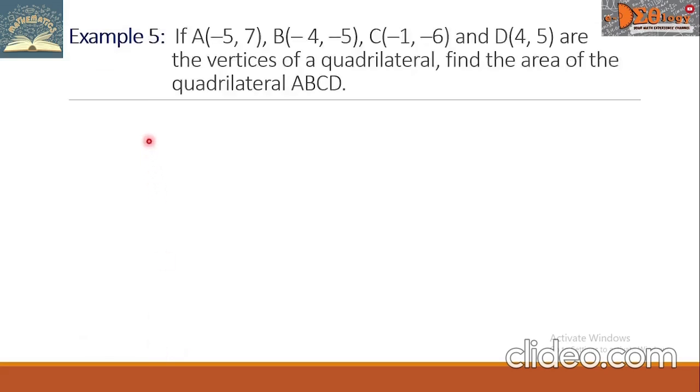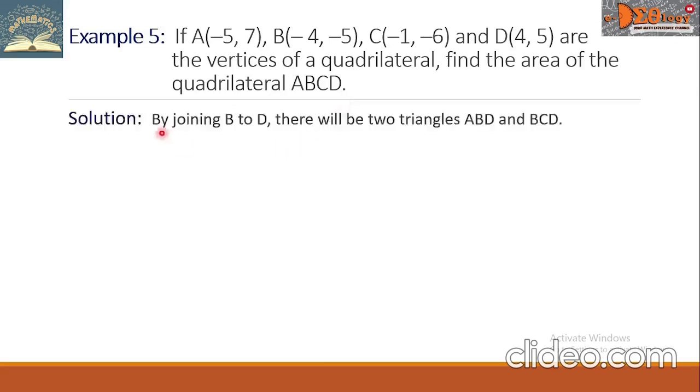Example 5. If A(-5, 7), B(-4, -5), C(-1, -6), and D(4, 5) are the vertices of a quadrilateral, find the area of the quadrilateral ABCD. By joining point B to point D, there will be two triangles, ABD and BCD. Let's begin with taking the area of triangle ABD.